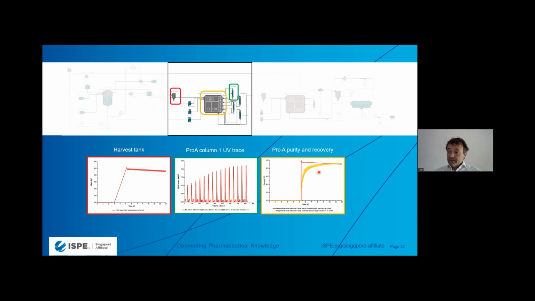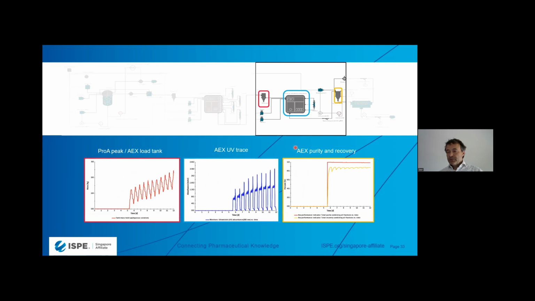And then we also can see what the actual purity and the recovery levels are that we get from this part of the chromatography system. And then we have another chromatography system, the anion exchange chromatography. Again, we can look at the dynamics coming from the, so this is what we're getting from the tank, which receives from the previous chromatography section.